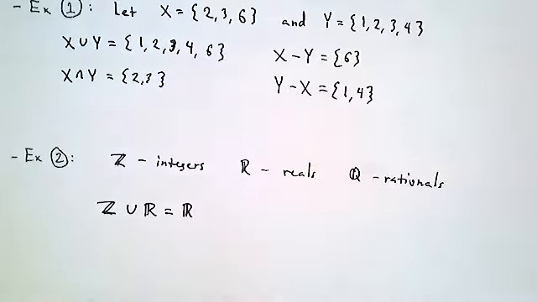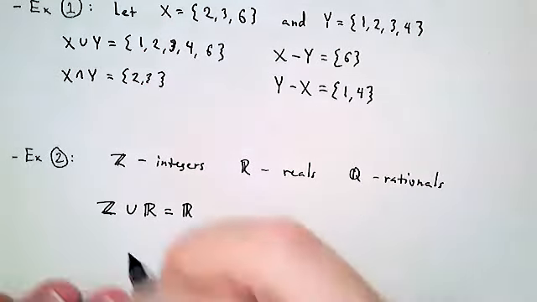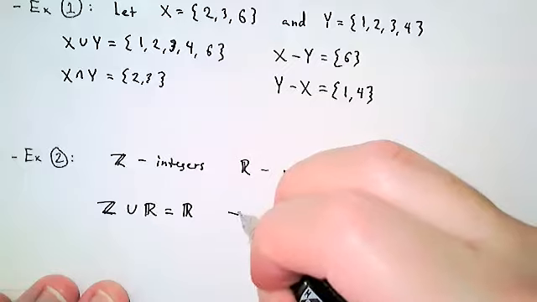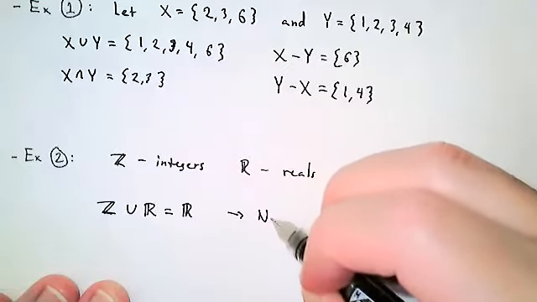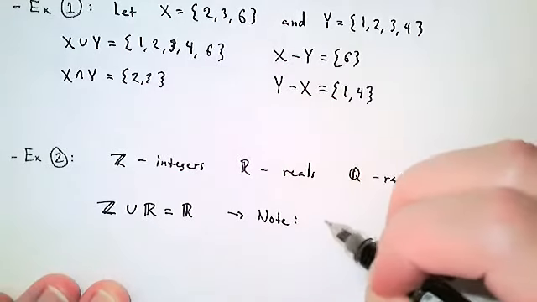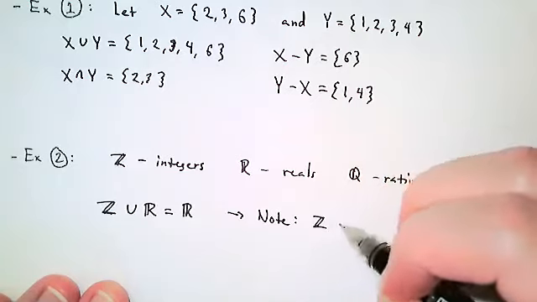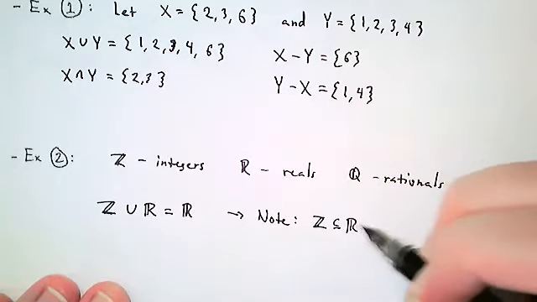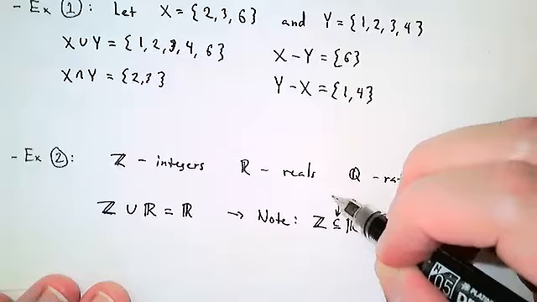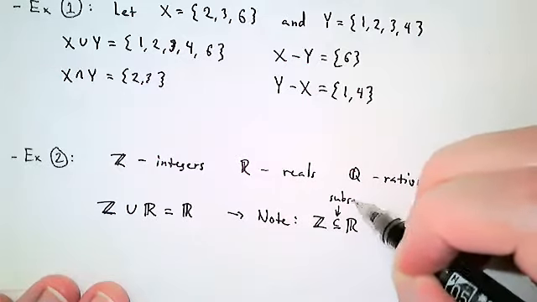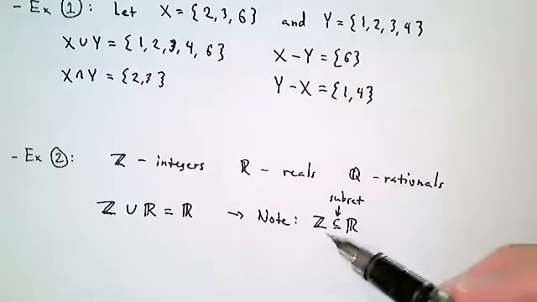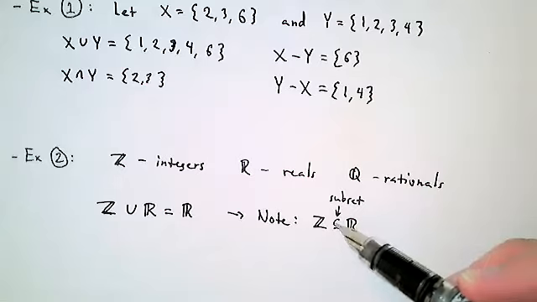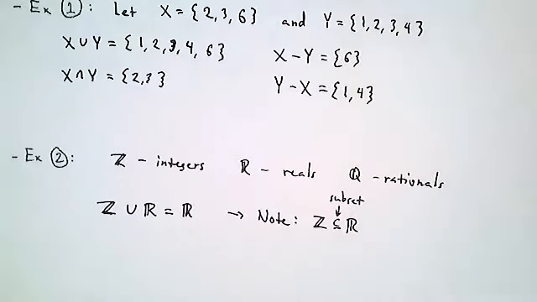So is integers a subset of real numbers then? Yes. So we can put a little note maybe on the side that the integers are a subset of the real numbers. And in case you forgot over the weekend, this symbol, it looks like a sideways U with a line underneath, means subset.